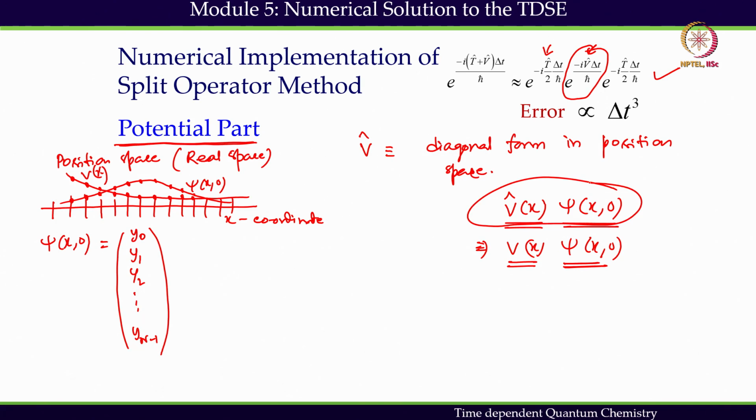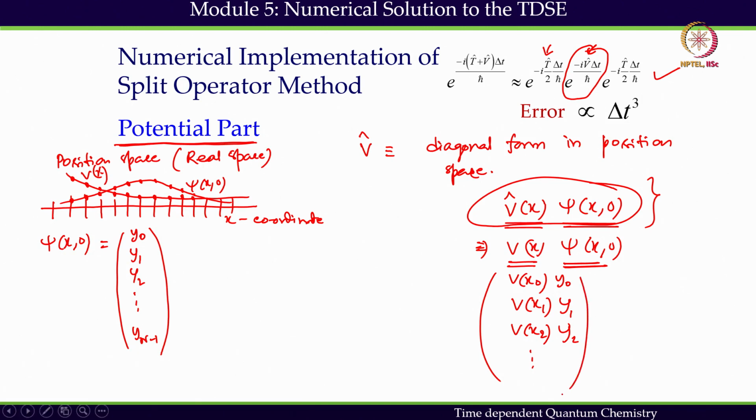So the matrix representation of this part would be simply Vx naught multiplied by y naught, Vx1 multiplied by y1, Vx2 multiplied by y2, like this. It is just multiplying corresponding elements.